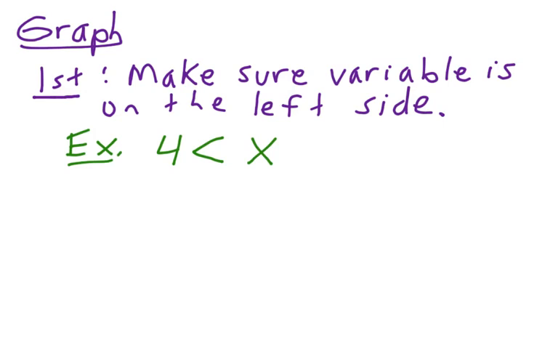Now let's jot down an example. 4 is less than x. For 4 is less than x, I think of this as being like an alligator there. What's the alligator getting ready to eat? The x. So if I rewrite that, that would be x is greater than 4. So when you rewrite it so the variable is on the left, those teeth need to still be munching on whatever they were munching on.